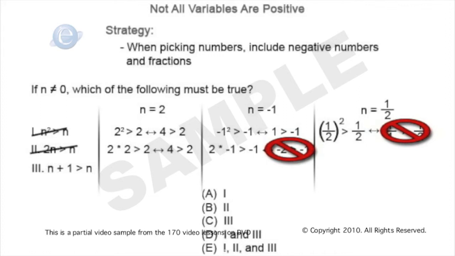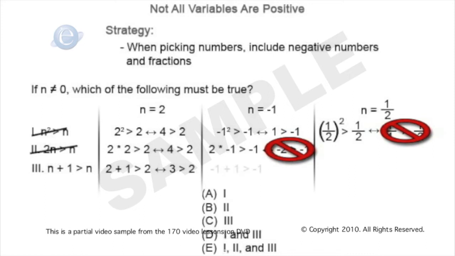Okay, let's take a look at our third Roman numeral. n plus 1 is greater than n. In our first case, again, let's pick a positive number. n is equal to 2. 2 plus 1, or n plus 1, is greater than n. 2 plus 1, which is 3, is greater than 2. So in this case, when we use a positive number, it's true. If we use a negative number, let's say negative 1, negative 1 plus 1 is greater than negative 1. 0 is greater than negative 1, so it's still true.